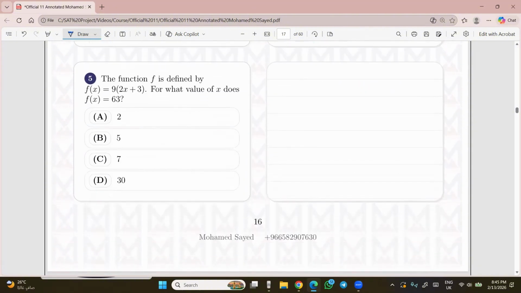The function f is defined by this. For what value of x does f of x equal 63? Here we have to replace all of f of x, not x, by 63. So just write it here. f of x is equal to 9 times 2x plus 3. Replace this by 63: 63 is equal to 9 times 2x plus 3.